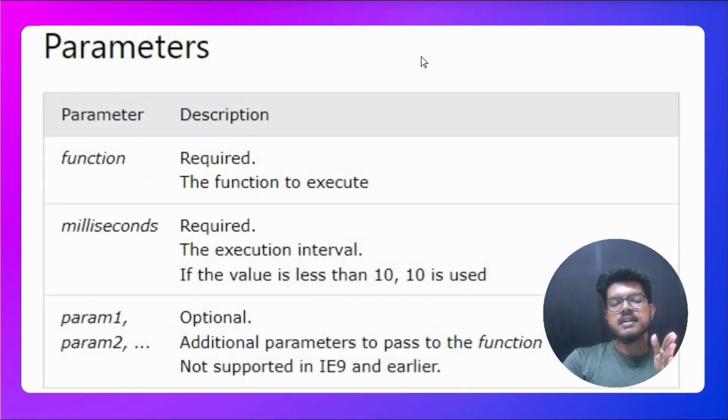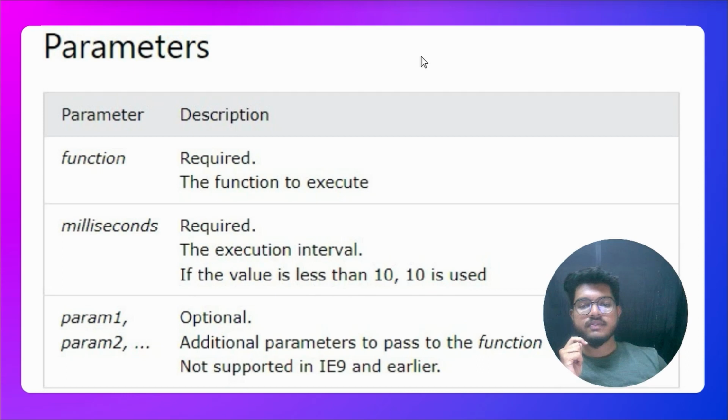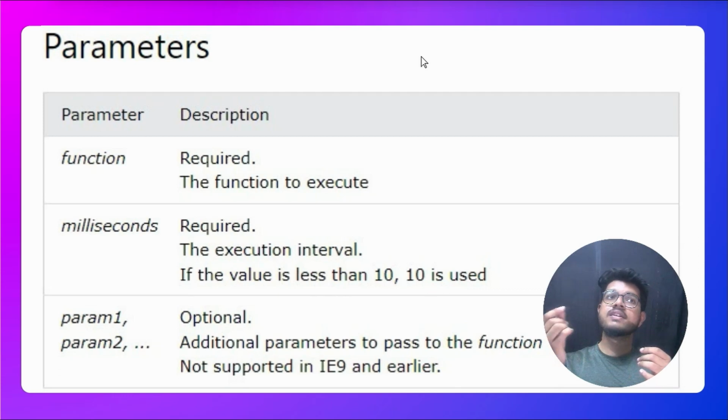Function is required; it is the function to be executed, and all the logic is written inside the function. Next is milliseconds, where the amount of delay required is written. For the execution interval, if the value is less than 10, 10 is used. If you write 5 milliseconds or 8 milliseconds, it will take a minimum of 10 milliseconds. 10 milliseconds is 0.01 seconds. How quick it will be, right?